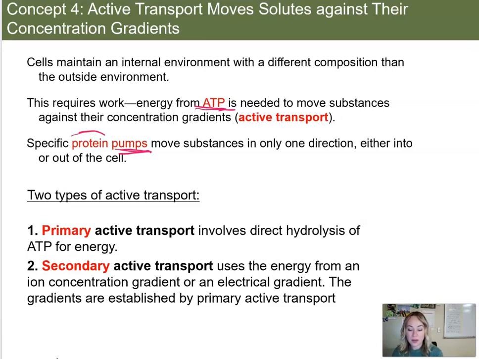So, we have two types of active transport. Primary active transport will involve direct hydrolysis of ATP for energy, and these are your protein pumps that are going to pump the molecules against the concentration gradient. Number two, secondary active transport. This one is dependent on primary active transport because it uses the electrical gradient that's generated because of primary active transport. But then that gradient is going to drive the other molecules into the cell or out of the cell.